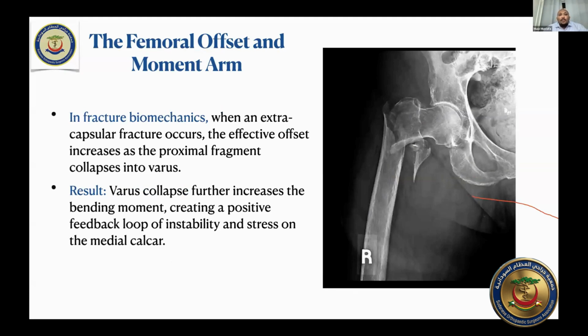In case of fracture, when the extracapsular fracture occurs, the effective offset increases and the proximal fragment collapses into varus. This varus further increases the bending moment by creating positive feedback instability and stress on the medial calcar.